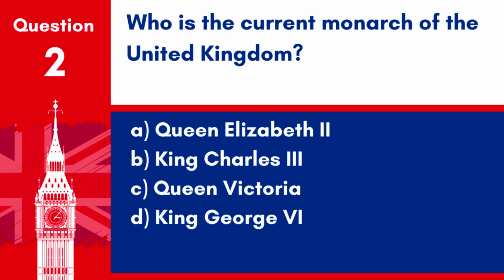Question 2. Who is the current monarch of the United Kingdom? A. Queen Elizabeth II. B. King Charles III. C. Queen Victoria. D. King George VI. Answer: B. King Charles III. King Charles III is the current monarch of the United Kingdom.